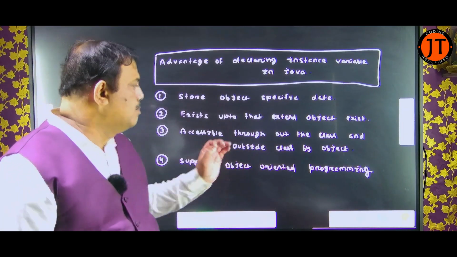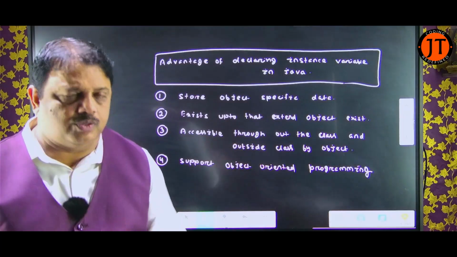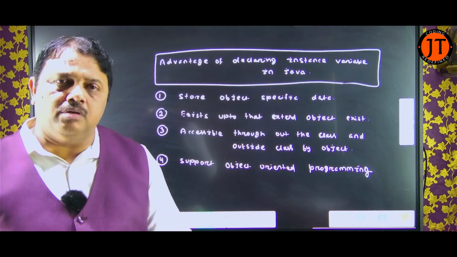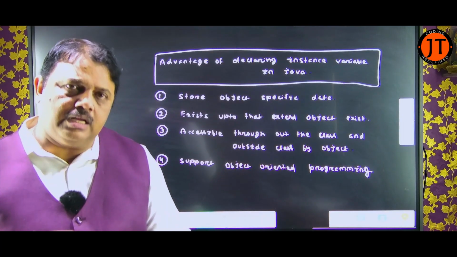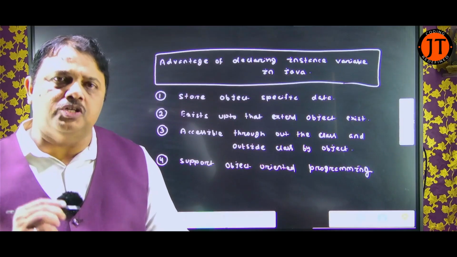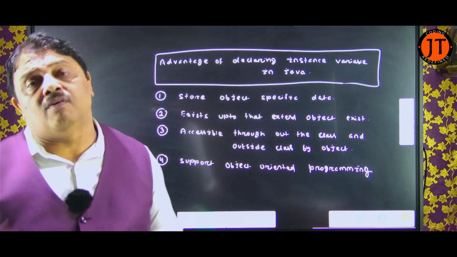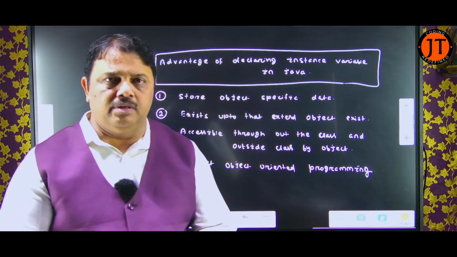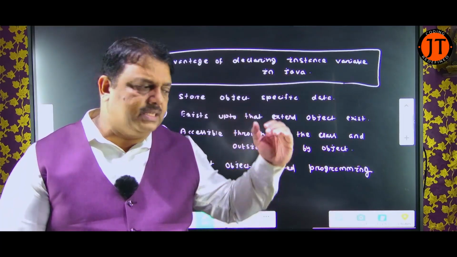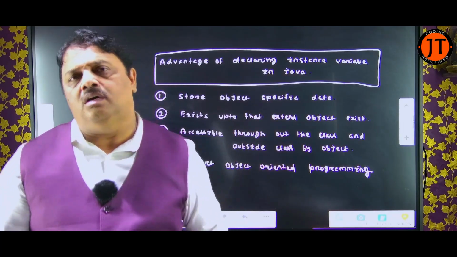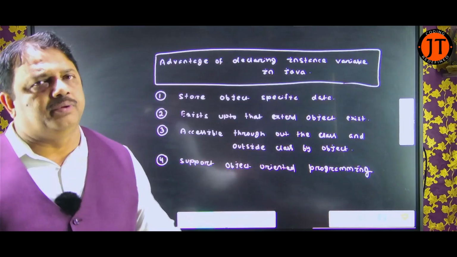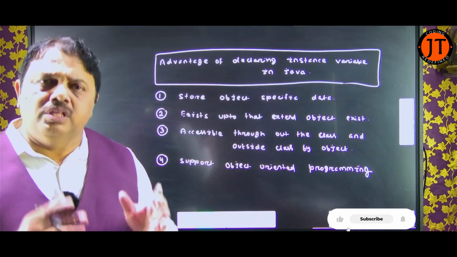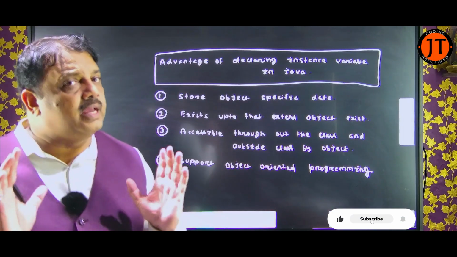The next one is that it supports object-oriented programming. Yes, it supports inheritance, polymorphism, encapsulation, and abstraction. These are the pillars of the object-oriented concept. So the instance variable is basically required for all the pillars of the object-oriented concept. So these are the concepts of the instance variable.